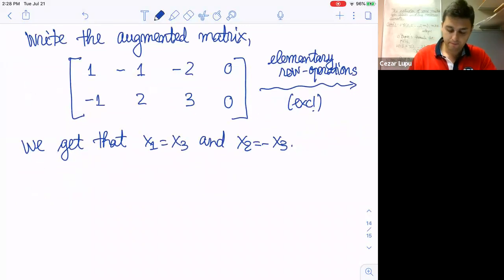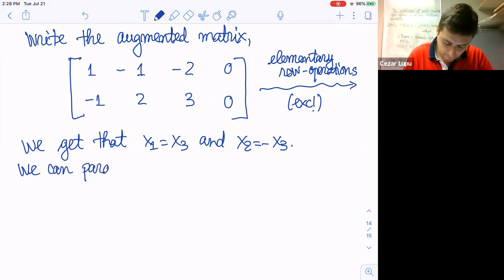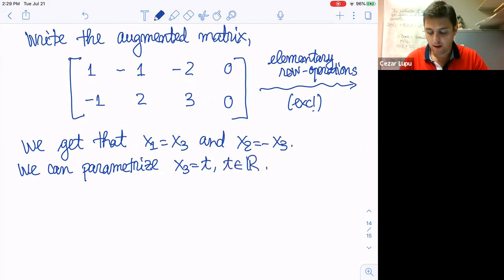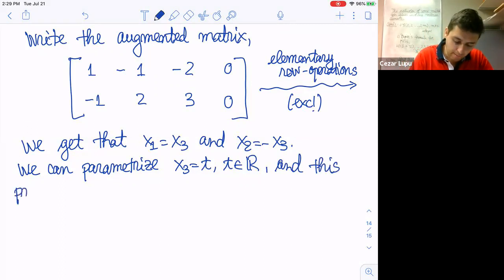Therefore, at this point, we can parameterize x3 to be t, and this t is a real number. And we can write the others in terms of this. So in other words, we can write the family, and this produces the following family of solutions.